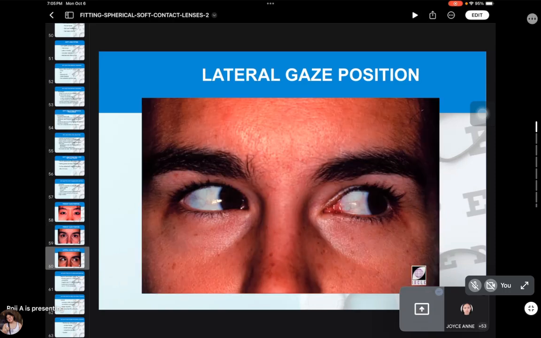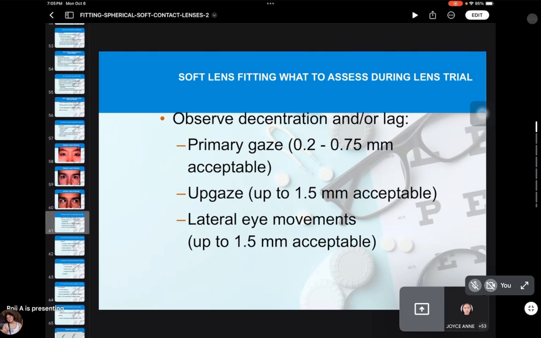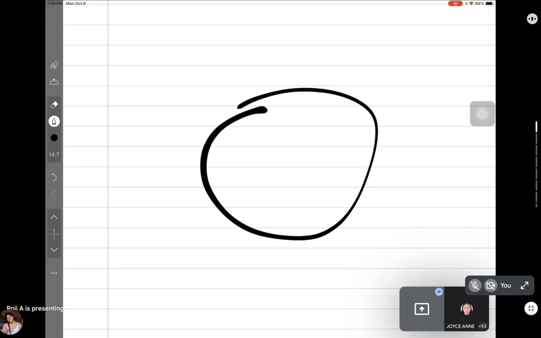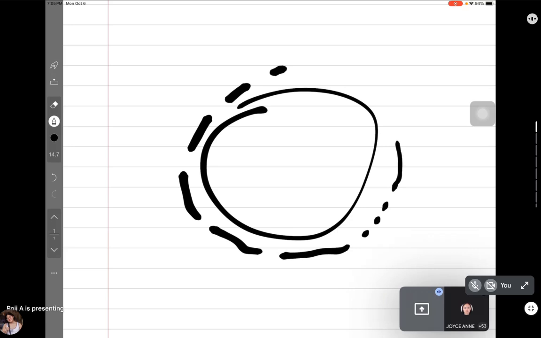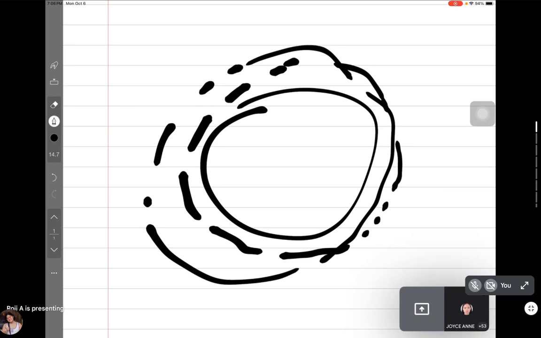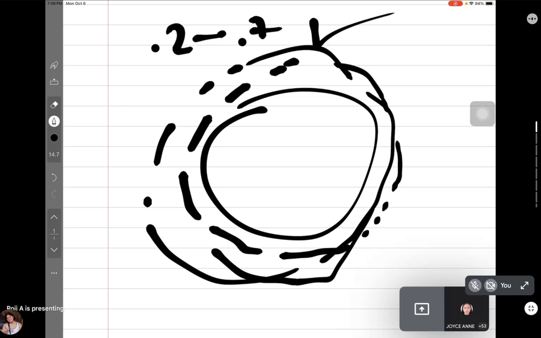Primary gaze. Lateral gaze. Observe decentration and lag in primary gaze. Point 0.2 to 0.7 is acceptable decentration. Why? Because it is decentered for sure, probably nasally. If this is your cornea, your contact lens may be decentered nasally or even temporally or even inferiorly, as long as it's 0.2 to 0.7. I'm good. But if it goes beyond that, that is not good.